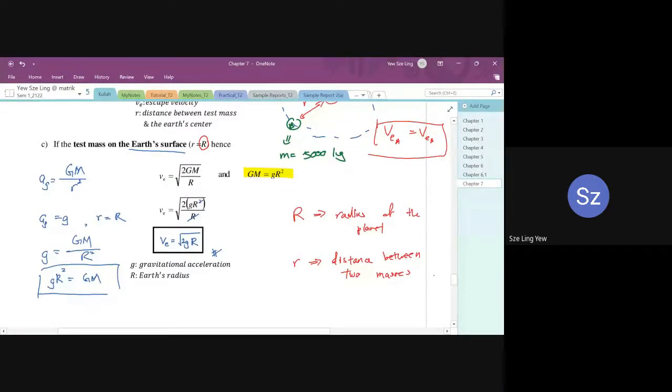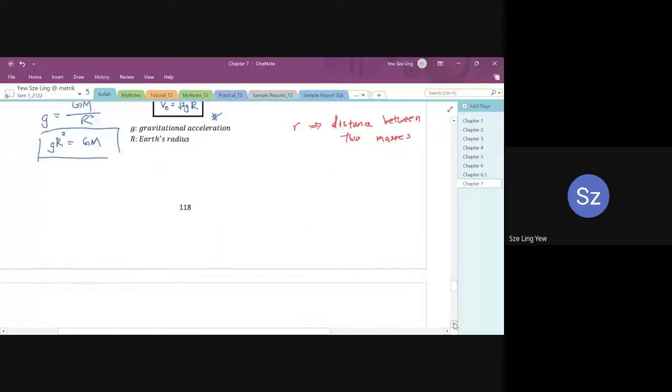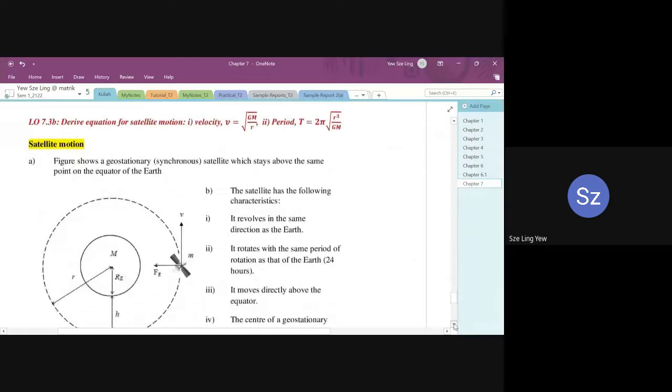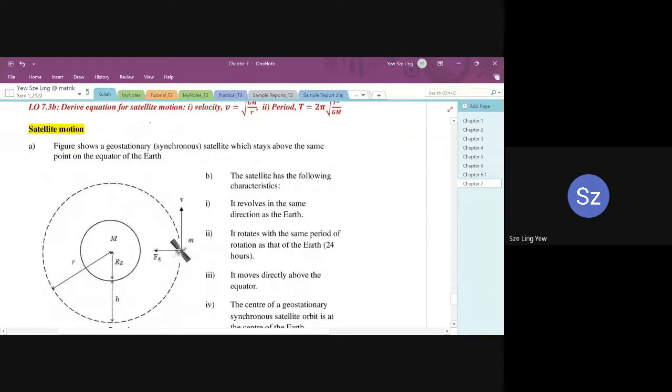Escape velocity doesn't depend on the test mass. It depends on the point mass. So, last part. Derive the equations for the satellite motion.